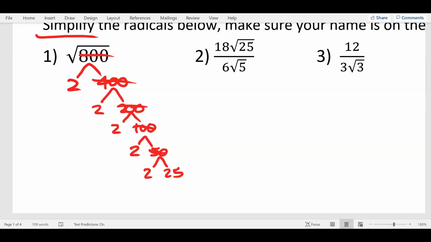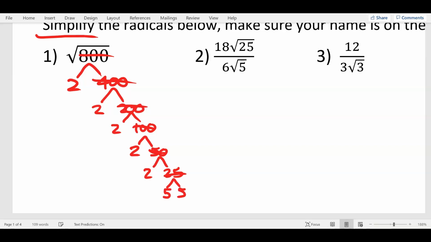25 is odd. So the next number we try after 2 is 3. Does 3 go into 25? If you don't know, when you type it in your calculator, 25 over 3, it's not going to give you a whole number, so 3 doesn't work. What about the next prime number, which is 5? Does 5 go into 25? Yeah, 5 times 5.